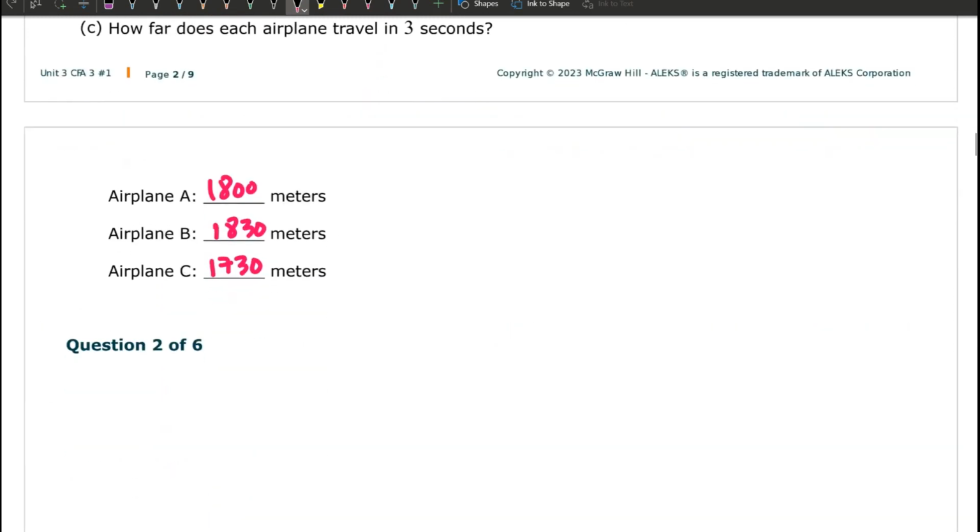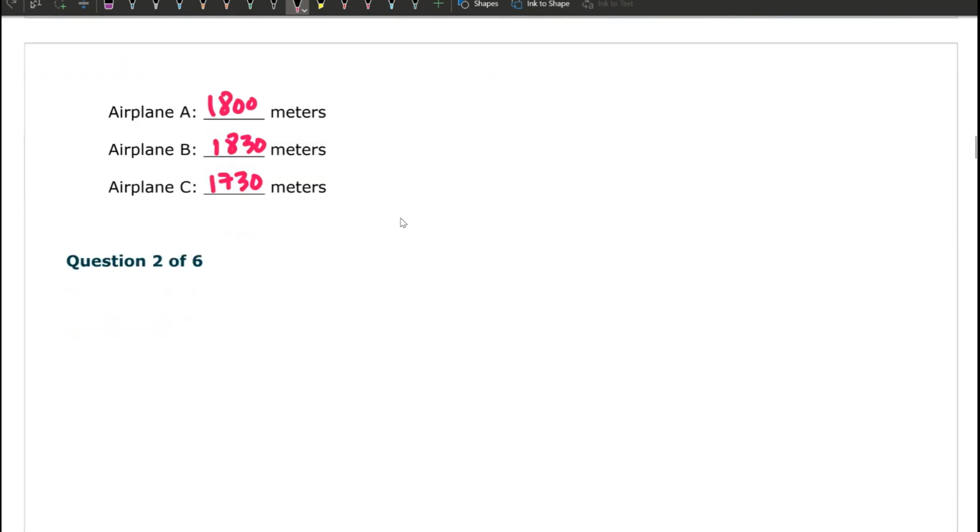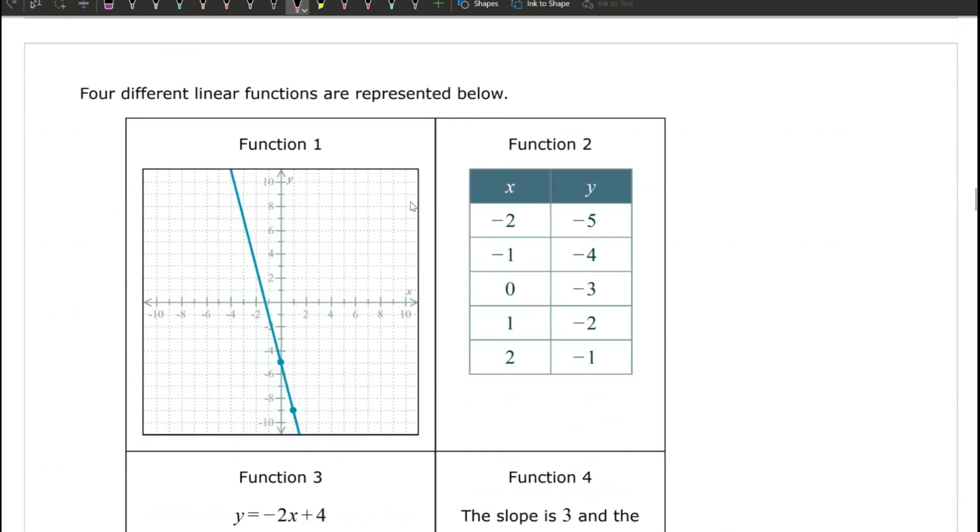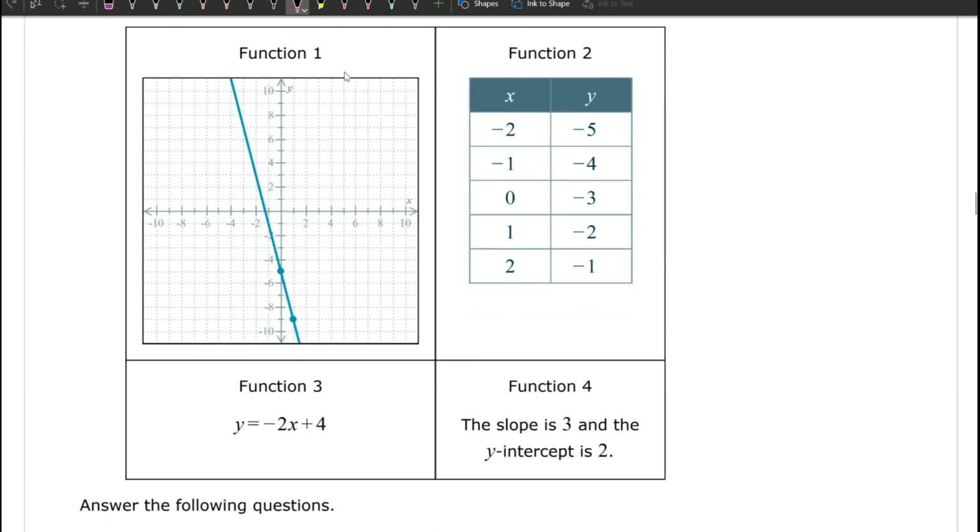Alright. Problem number 2. Okay, 4 different linear functions are represented below: function 1, 2, 3, and 4. So we did practice this one.